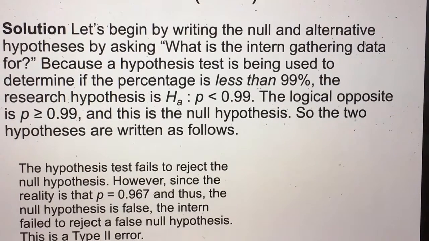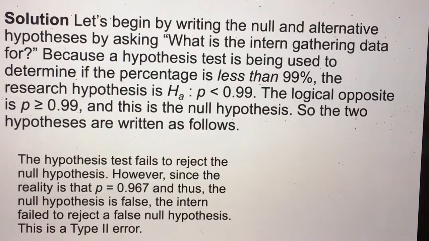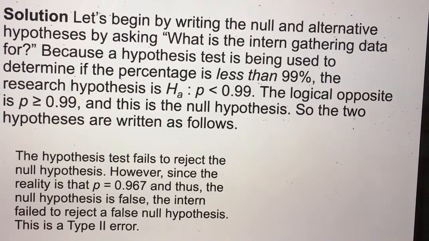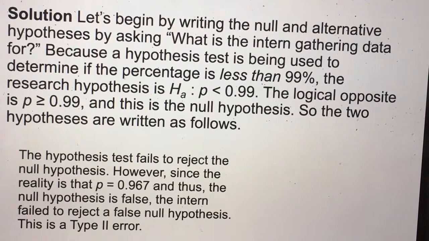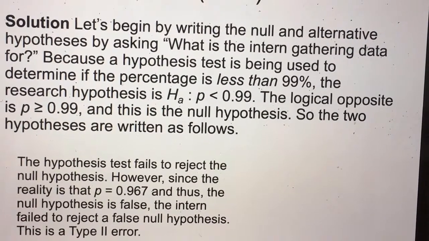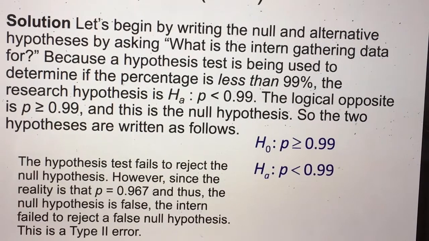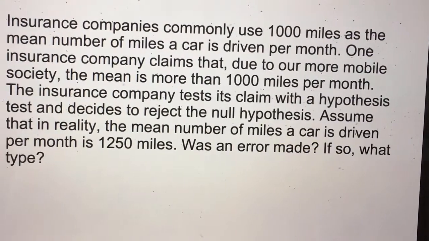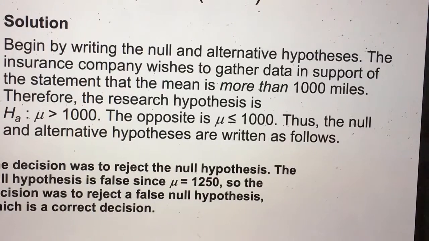The hypothesis test fails to reject the null hypothesis. However, since the reality is that P is 0.967 and thus the null hypothesis is false, the intern failed to reject a false null hypothesis. This is a type 2 error. So you have to know which one is your H sub 0 and which one is your H sub A. And then this one is another example. I'll let you do that one by yourself.